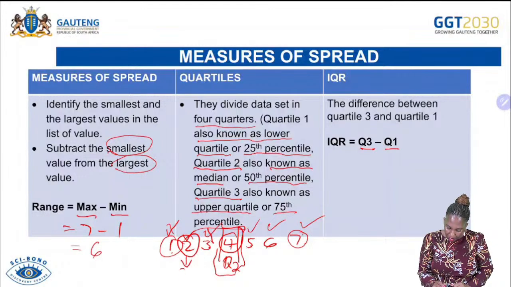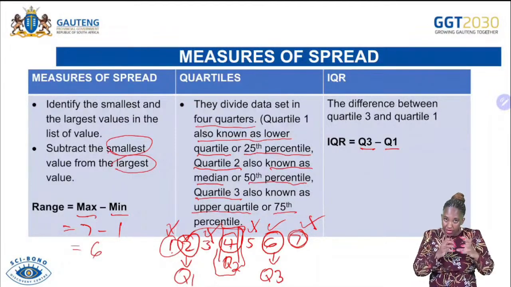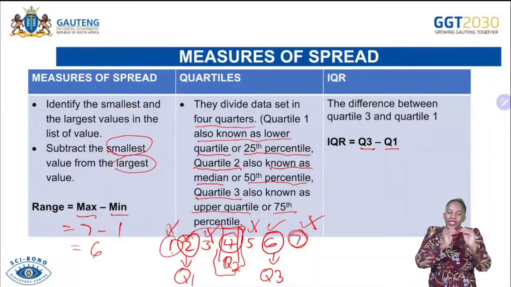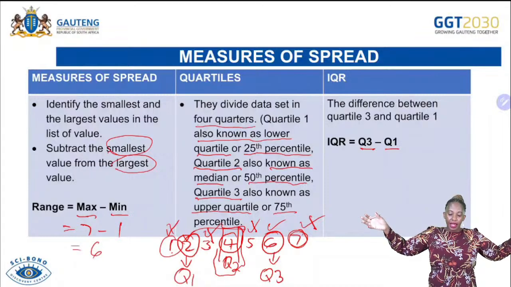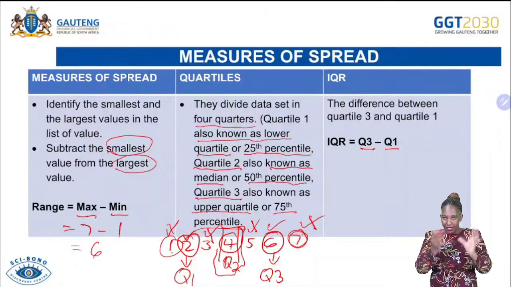This one becomes my Q1. And then on this side of the data set, I have 5, I have 7. What is the middle value now? It is my 6. That 6, I say it is a Q3. Then if I am to do the interquartile now, I am calculating the range on the quarters, on the middle numbers, on the inner information of the data set. I am not focusing on the minimum and the maximum, but just on the data set inside.